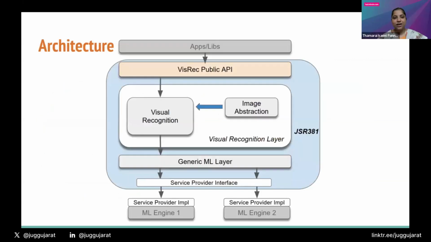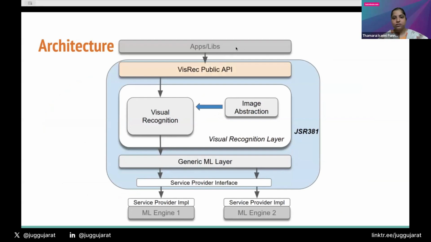Yeah, this is the first level of architecture which was proposed when we started with the image recognition. This is the one they proposed. You can see it has multiple layers, but the topmost is the Java library, and at the end we have machine learning engines. In between is what we are trying to bring the standard to.